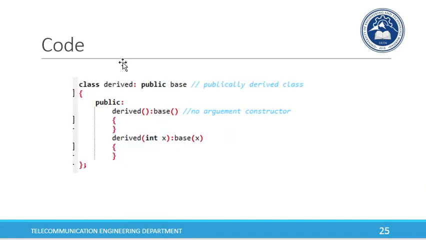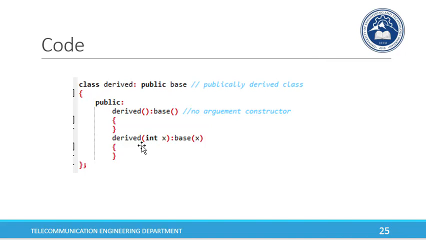Now we are deriving a class publicly from the base class, but in that class we also have the derived constructors, this is the no argument constructor, and this is the one argument constructor.